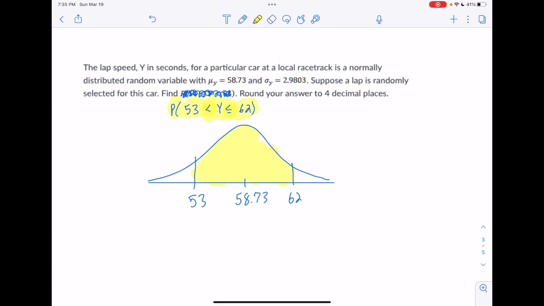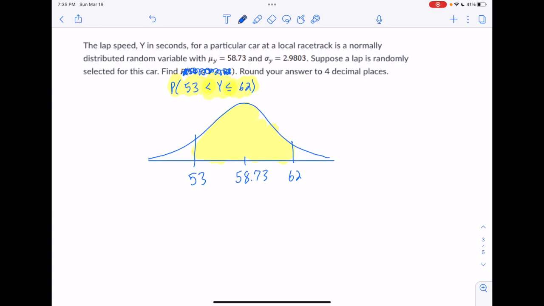An area in between two boundaries is actually one of the more straightforward things. So we just need to make sure we get it set up right, and then it's just a matter of getting the work done. So let's look at that work together. We'll start off with the z-score for the boundary on the left. We'll call that ZL for z sub left. So we want to take the boundary itself, 53, subtract 58.73, the mean, divide by the standard deviation, 2.9803, and round that to exactly 3 decimal places.